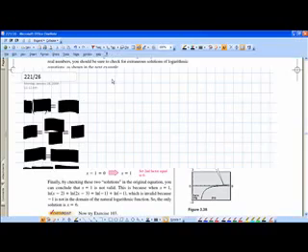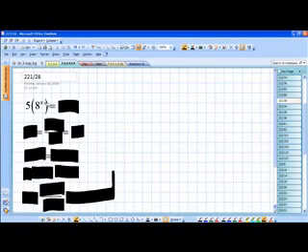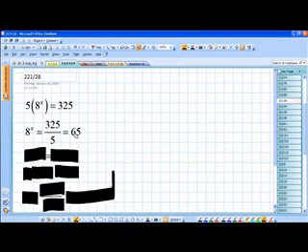Now going over to some examples from the textbook. We have 5 times 8 to the x equals 325. I can divide both sides by 5, so 8 to the x is 65. At this point in the textbook, they would have used a log base 8 and used a change of base formula. Instead, just to show an alternative method, I'll take a natural log of both sides.